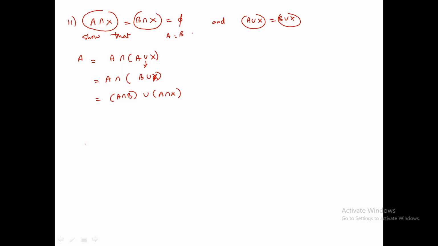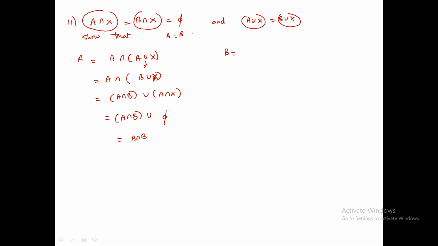Using distributive law, this I will write as A intersection B union X, because A intersection X is given as empty set. So this will be nothing but A intersection B. This is what we got.